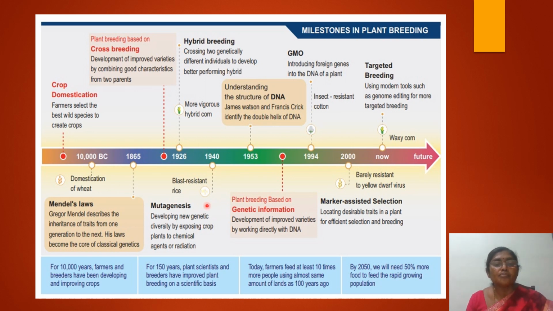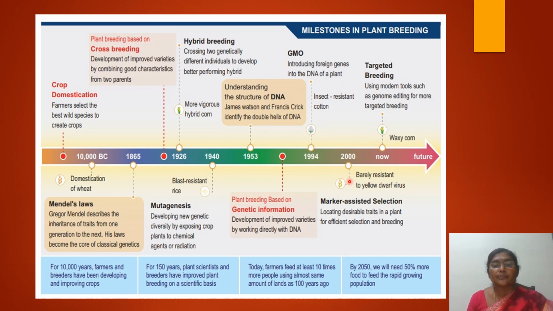Then in the 1940s, blast-resistant rice, through mutagenesis, developing new genetic diversity by exposing crop plants to chemical agents or radiation. And in 1926, more vigorous hybrid corn was produced, crossing two genetically different individuals to develop better performing hybrids. So for 150 years, plant scientists and breeders have improved plant breeding on a scientific basis. Today, farmers feed at least 10 times more people using almost the same amount of land as 100 years ago through plant breeding based on genetic information, that is, development of improved varieties by working directly with DNA and understanding the structure of DNA, and genetically modified organisms, that is, introducing foreign genes into the DNA of a plant.